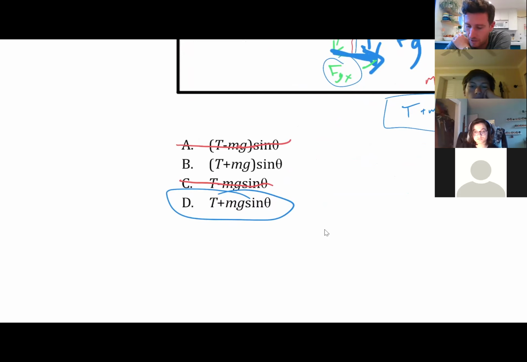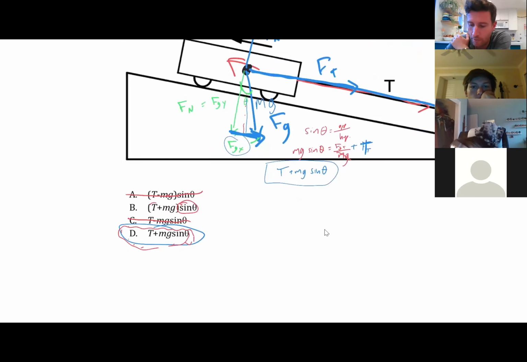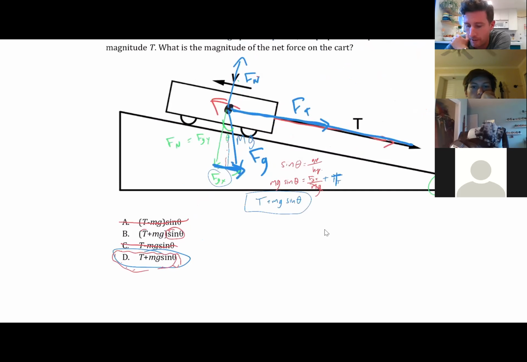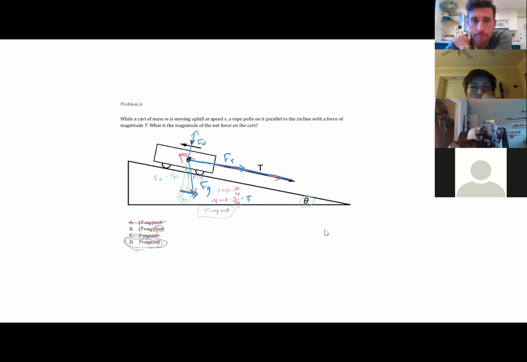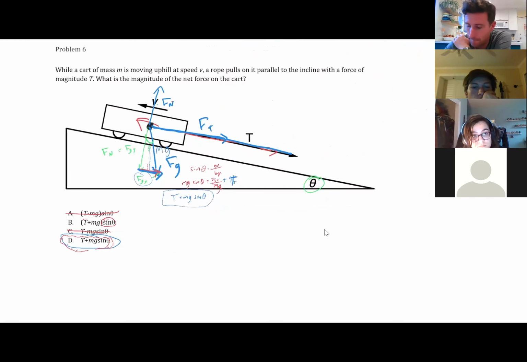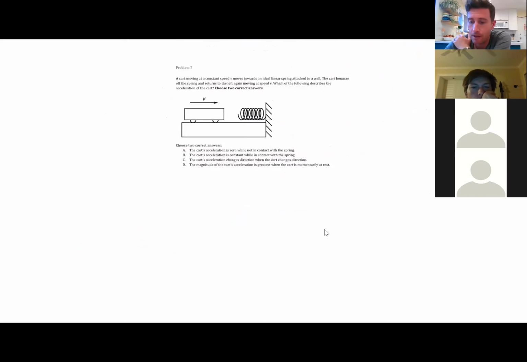And then tension plus mg parentheses sine theta. Well, sine, like the angle, doesn't play on tension. Tension is along the ramp. So by process of elimination, you could probably get there too by knowing it's tension plus some part of gravity. So you probably don't have to do all this like normal force, cancel out the vertical, as long as you can remember the downhill part has to be the part that we care about. Any questions there? All right, let's keep playing.